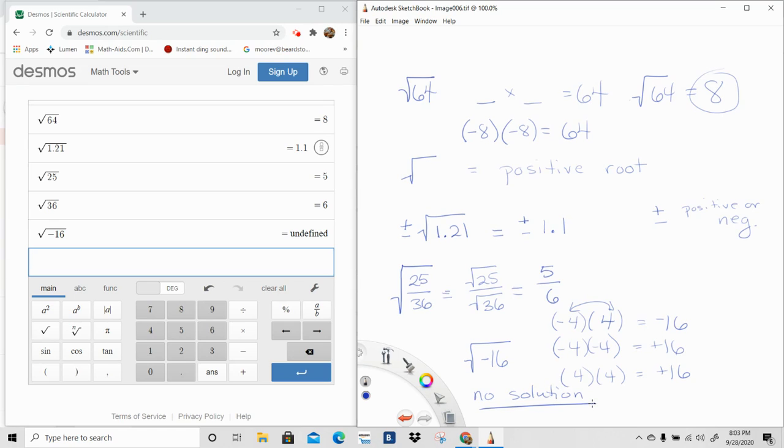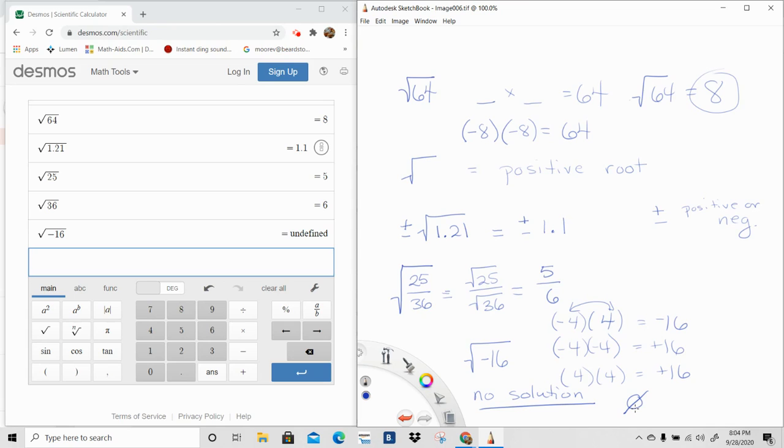There's no answer to this. You can write no solution, you can write undefined like it says on the calculator, or you can make this little symbol here, which means there's no answer. So those are the first set of example problems.